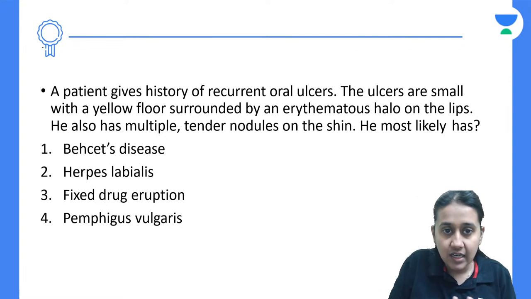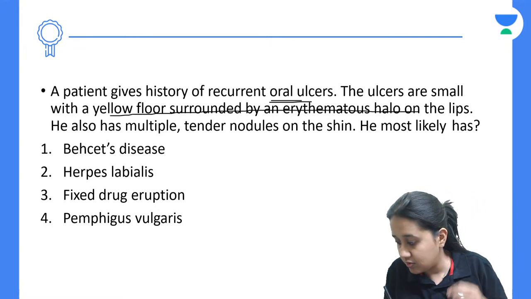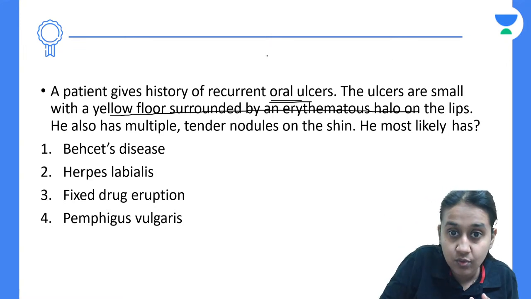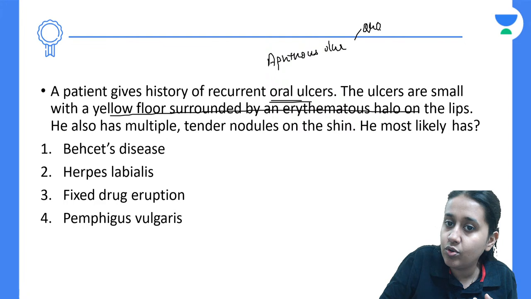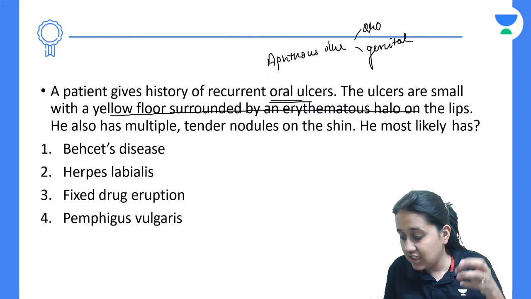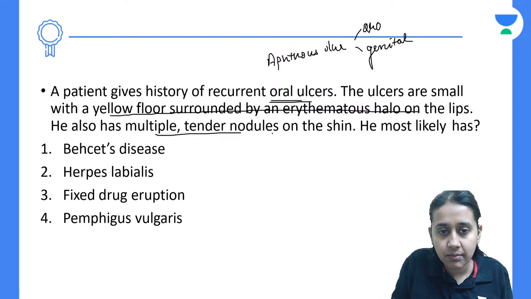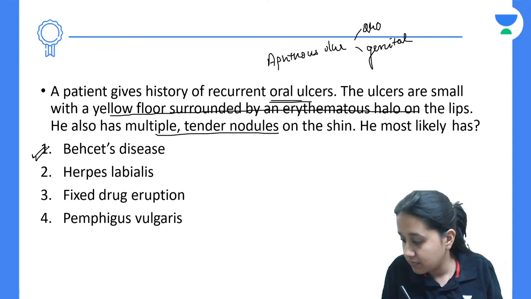Very nice. Presence of oral ulcers which are recurrent, and these ulcers have a yellow floor with erythematous halo. This is a very classical description of what is known as aphthous ulcer. Presence of orogenital aphthous ulcer, presence of joint pain, involvement of the eyes, and cutaneous lesions in the form of erythema nodosum is a very classical feature of Behçet's disease.